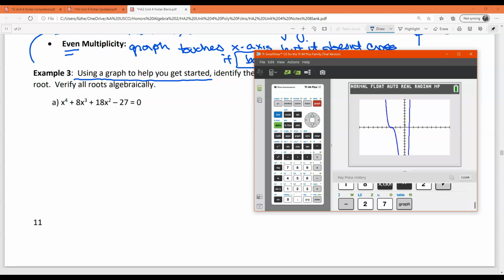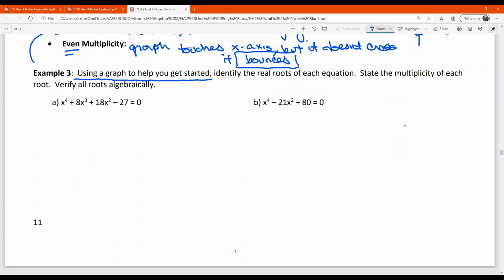So I have that in my mind, and I'm going to come over here now, and I need to verify those. So as soon as I start writing, my graph's going to disappear. So I had x equals 1, and I had x equals negative 3. That's what it looked like on my graph. But now I need to verify all roots. I identified them looking at the graph, but now I need to verify them. Oh, I need to state the multiplicity. It looks from the graph that x equals 1 has a multiplicity of 1.